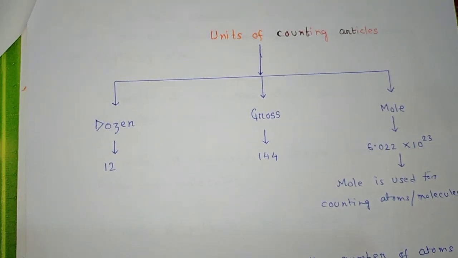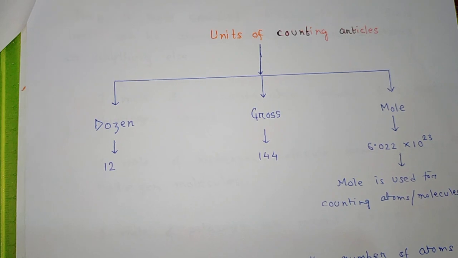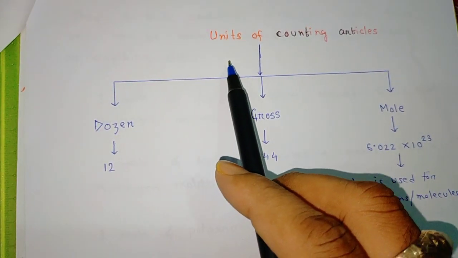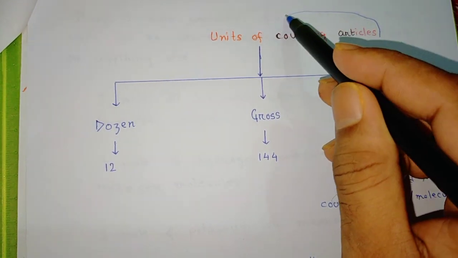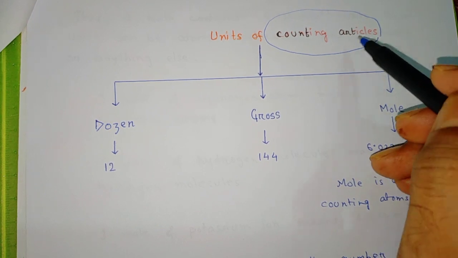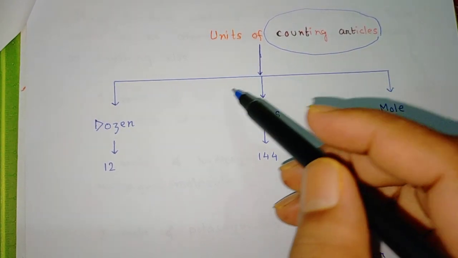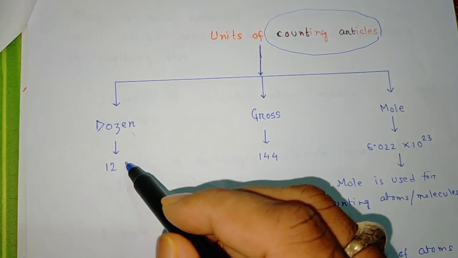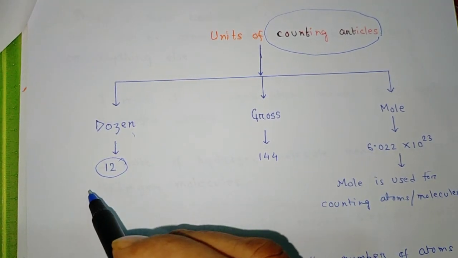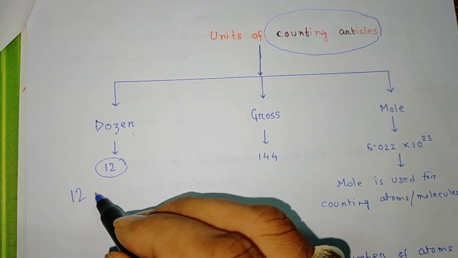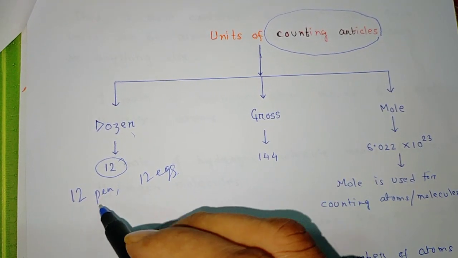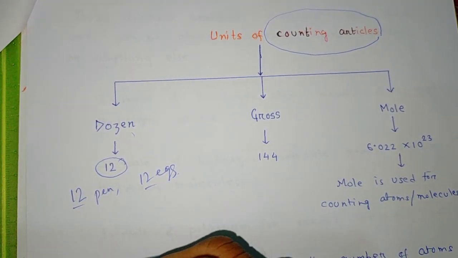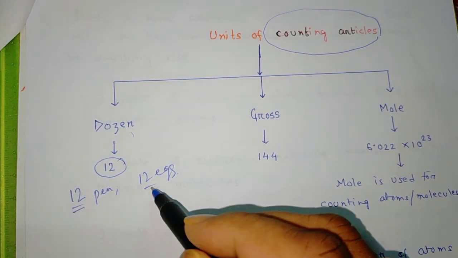Let us come a little bit towards the mole. In the last page, what you have learned, these things you have to keep in your mind. Now, units of counting articles. We are finding the units of counting articles, what you can count. So if you have a dozen, dozen means 12. So 12 pens or 12 eggs, they are the same in terms of dozen. In terms of number, they are the same.